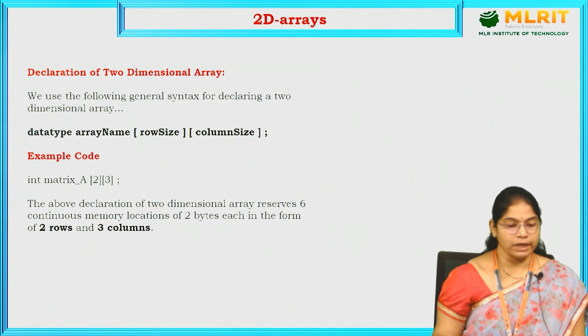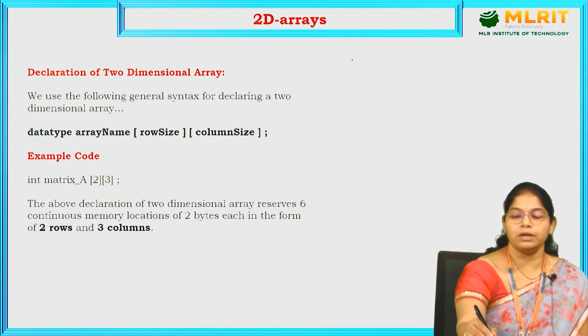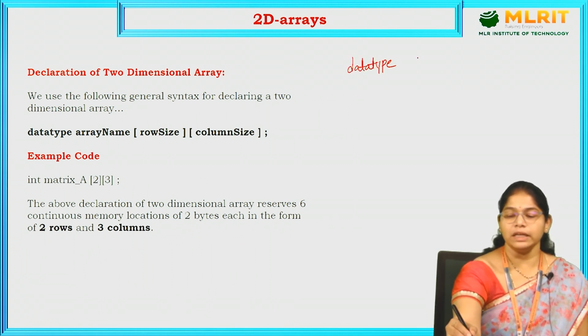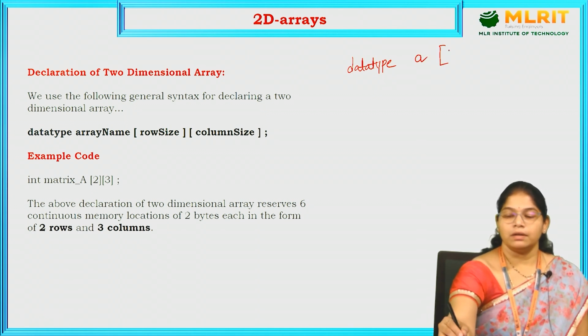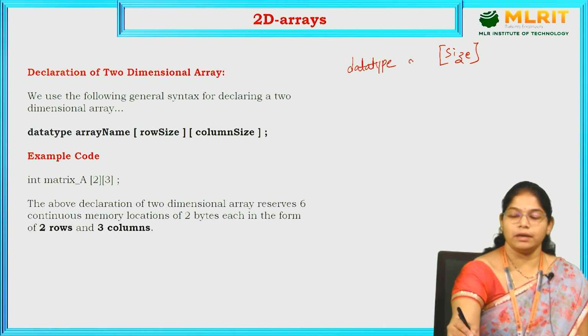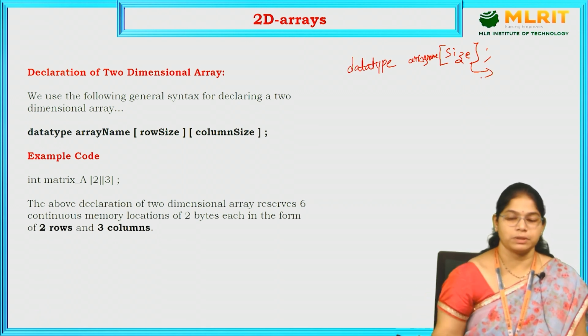Then how to declare a two-dimensional array? Already we know that to declare a 1D array, we write data type, array name. Let us suppose the array name is A, and then the size of the array. This is a 1D array because we have only one subscript.